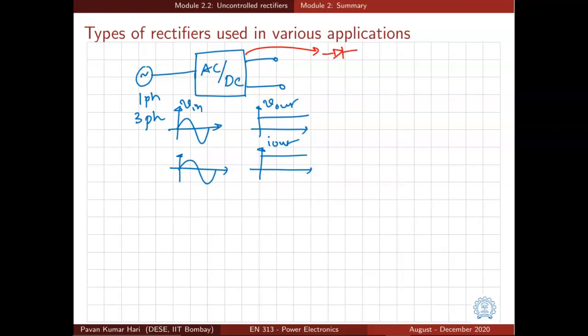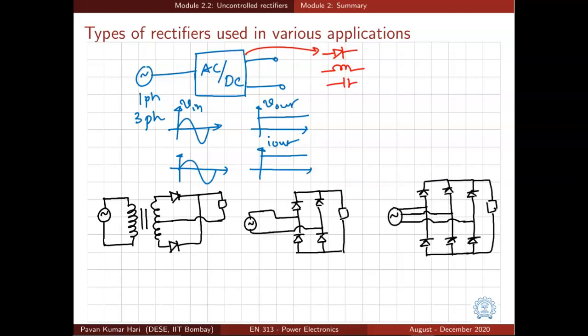This power electronic converter, what we have learned so far, will contain diodes, inductors and capacitors. Among the circuits that we have learned, these three are the circuits that are popularly used in various applications. The center tap transformer rectifier, it's a 2 diode full wave single phase rectifier.